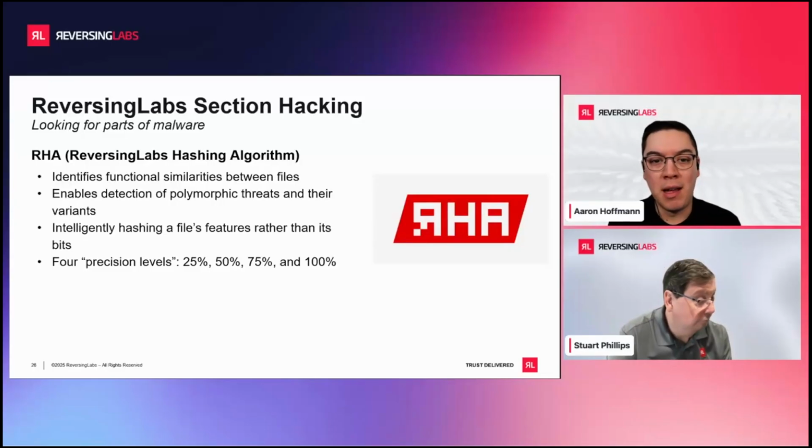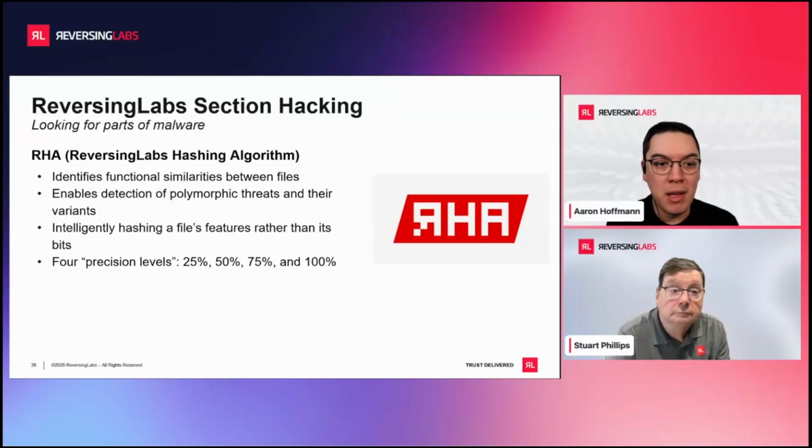Basically, the idea is that rather than hashing the file based on the individual bits, as you would know, most of the common algorithms out there like SHA-1, SHA-256, etc., are going to generate a unique file hash per file. The way that RHA works is that it's looking at the file's features rather than the individual bits.